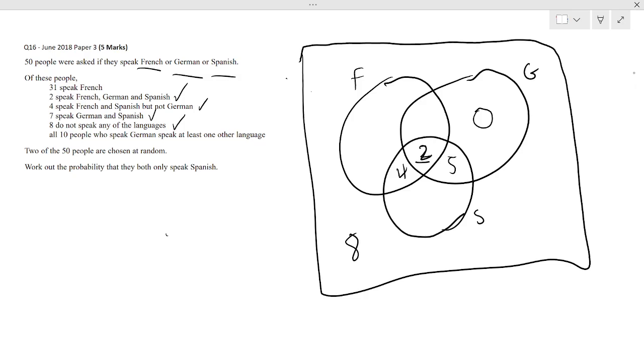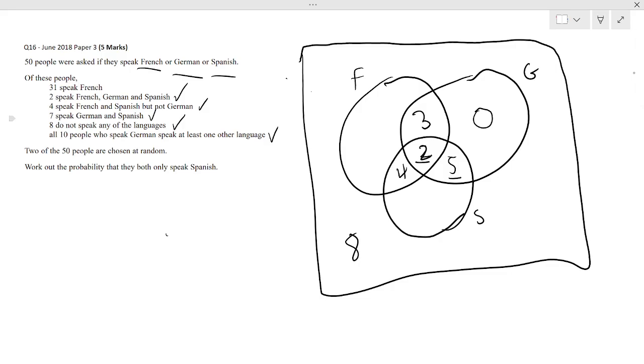Okay, and then it says 10 people who speak German speak another language. So that means all the overlaps with German and the other circles have to add up to 10. But this is 5 and 2, so that already adds up to 7. So this is going to be 3. Those three overlaps, the 5, 2, and the 3, represent all those that speak a different language to German. Cool. So we use that now.